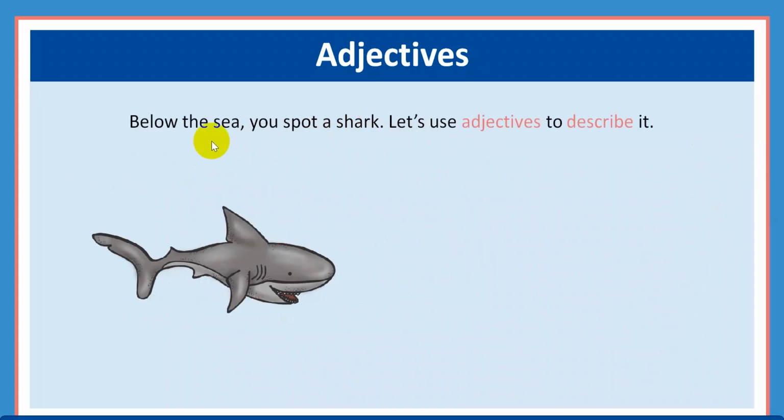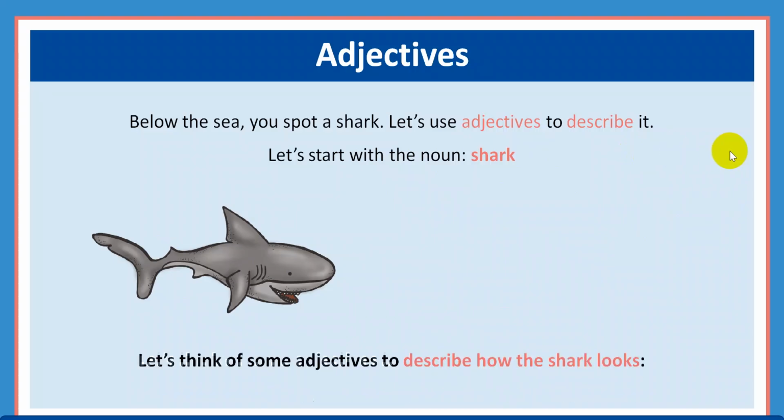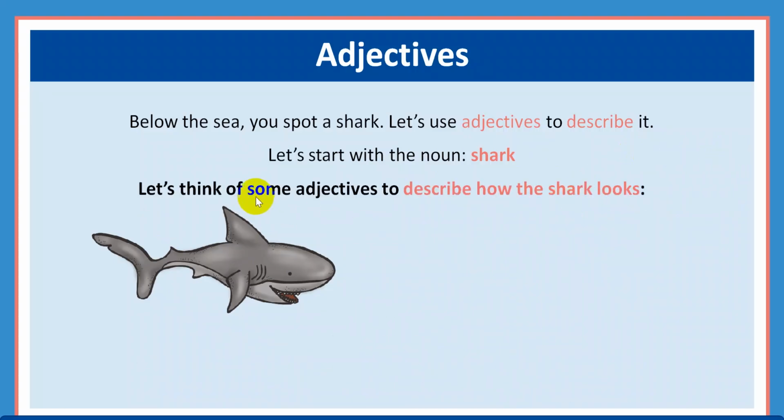Look at this example. Below the sea, you spot a shark. Let's use adjectives to describe it. So here, we want to describe the shark under the sea using some adjectives. Let's start with the noun shark. So let's think of some adjectives to describe how the shark looks. Let's see this example. The shark is huge, gray, and smooth.